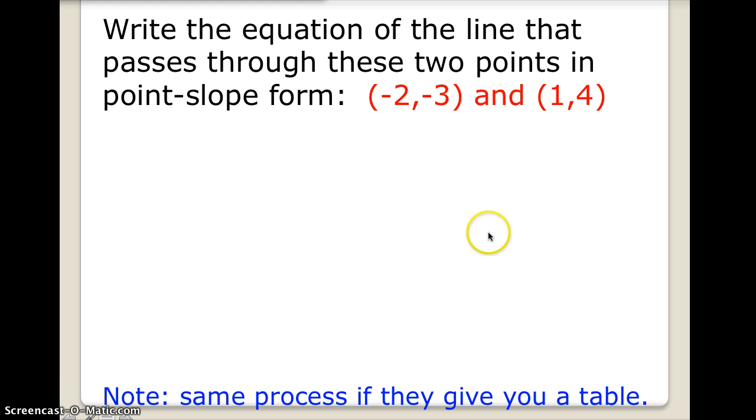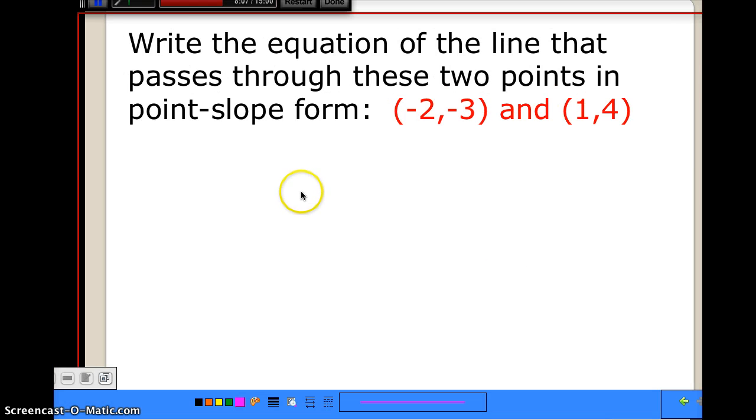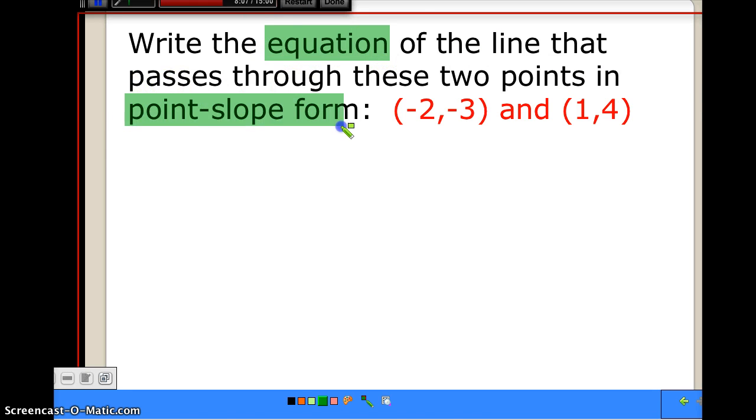Write the equation of the line that passes through these points, 2 points, in point slope form. -2, -3, and 1, 4. So they want us to write an equation. It has to be in point slope form, and it has to go through those 2 points. So don't forget, if they're asking you to do it in point slope form, you need a point, and you need the slope. They gave you 2 points, so pick which one you want.